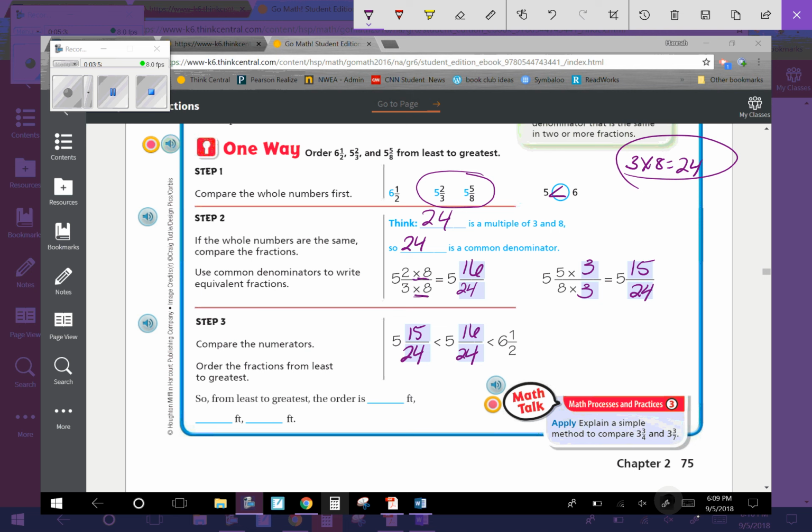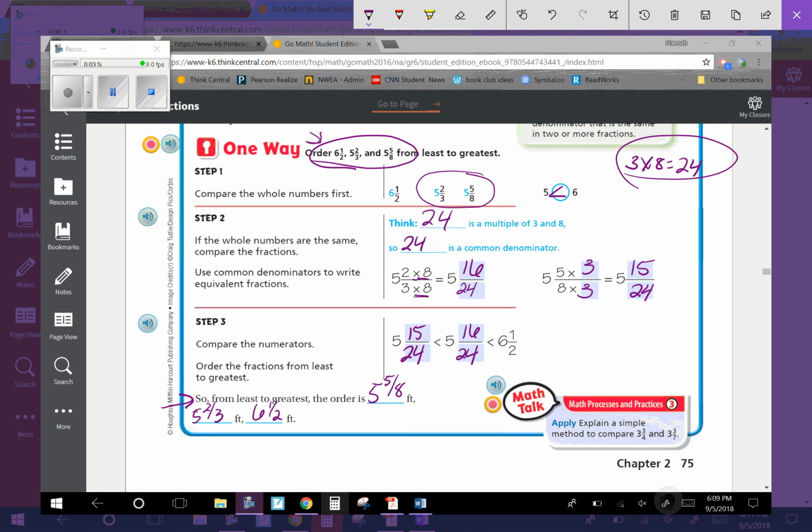So now we compare the numerators and we're going to order the fractions from least to greatest. Now when I write my answers, I need to write the numbers that they gave me to order. Don't write your conversions. So I need to write the order from least to greatest is 5 and 5/8, 5 and 2/3, 6 and 1/2. Again, do not write 15/24 and 16/24 down here in this answer. It wants the original numbers they gave us.